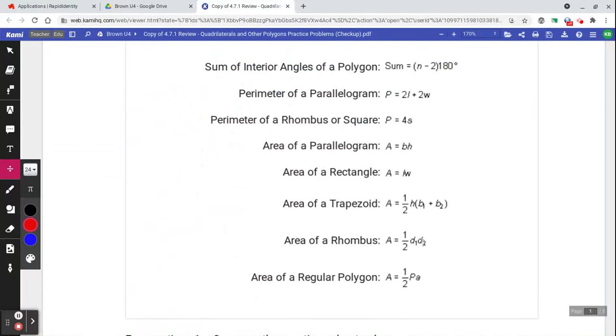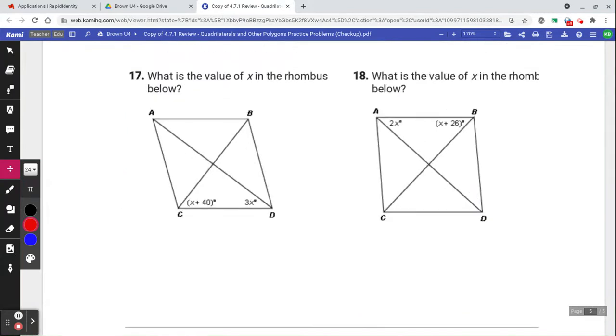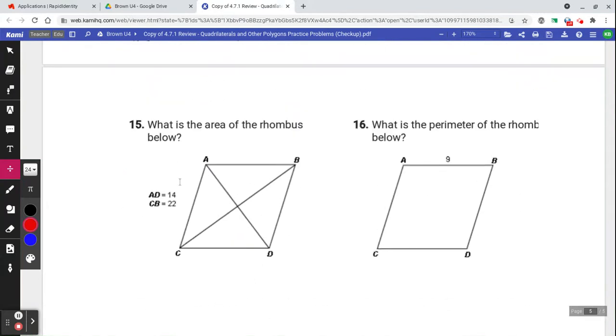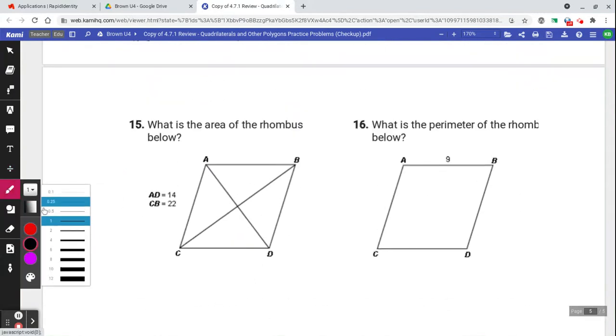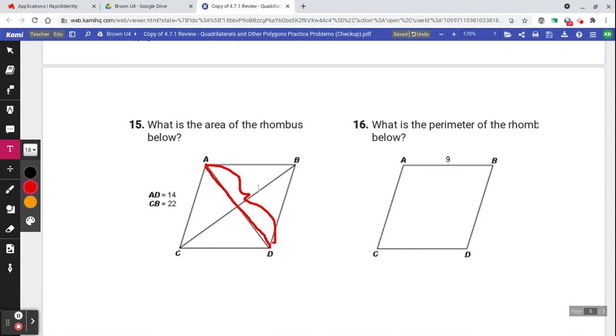It's 1/2 D1 D2. So D1 is one of the diameters, and D2 is the other diameter. So that's super simple, assuming they give us that. I was all prepared to find extra information that I didn't need to find. They say that AD, let me make this obvious here, we'll go red, AD is 14. That whole thing is one of the diameters, 14.